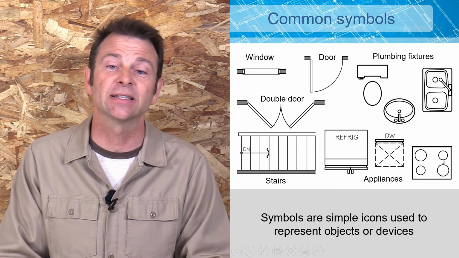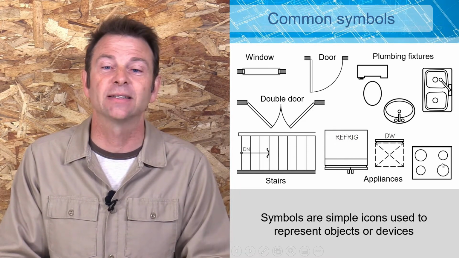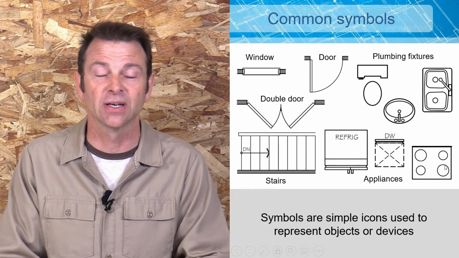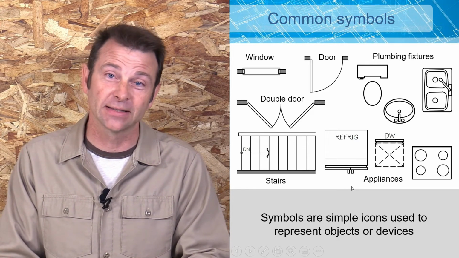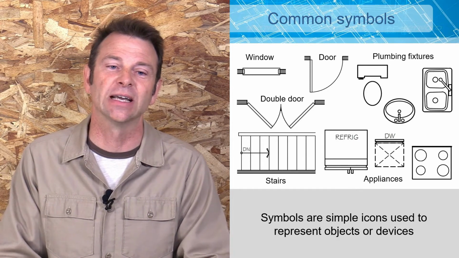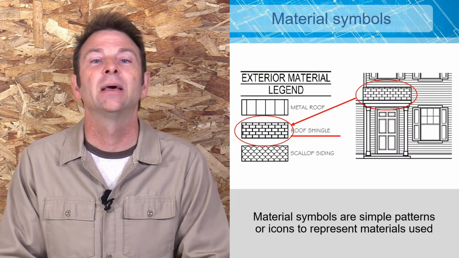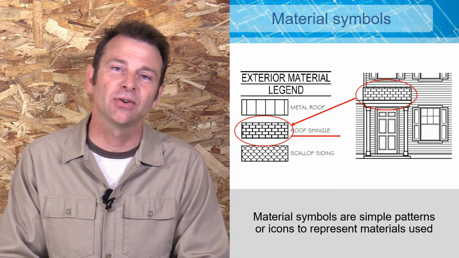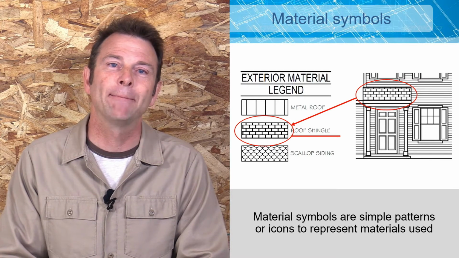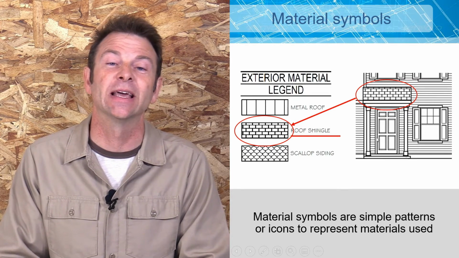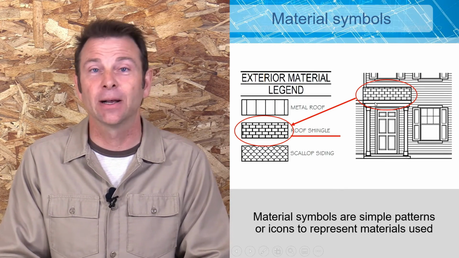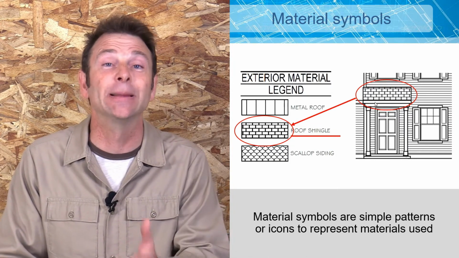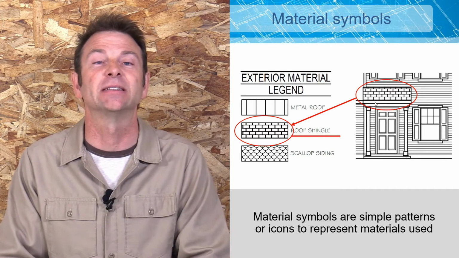This, as you could guess, would be a range, and sometimes this would double as an oven. And as you can see here, you see the burners on top. So everything about this symbol is helping us to understand what it is. Material symbols are also very common on a set of plans, and material symbols tend to be more patterns or wallpaper that get filled in spaces to help us when we're building understand what that material is that we need to build with at that specific location that we're building.